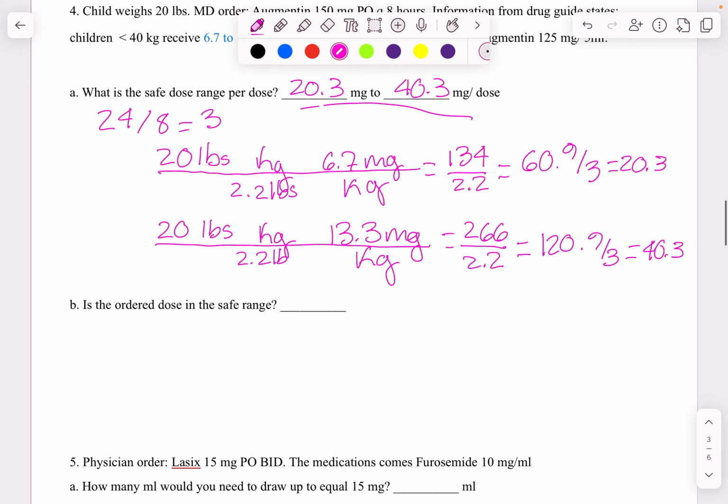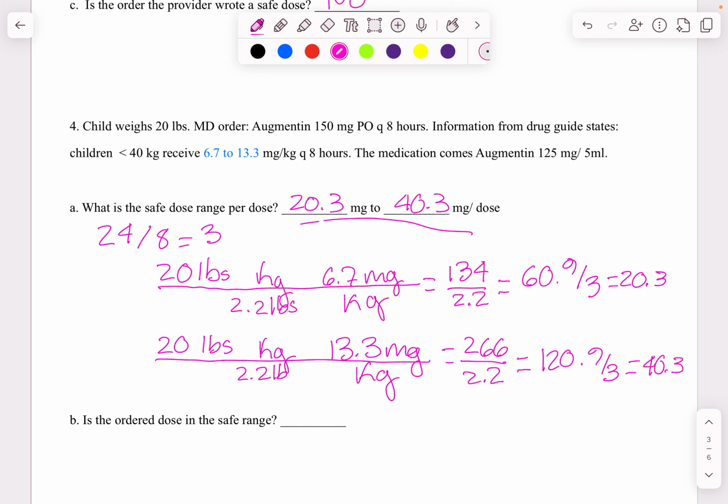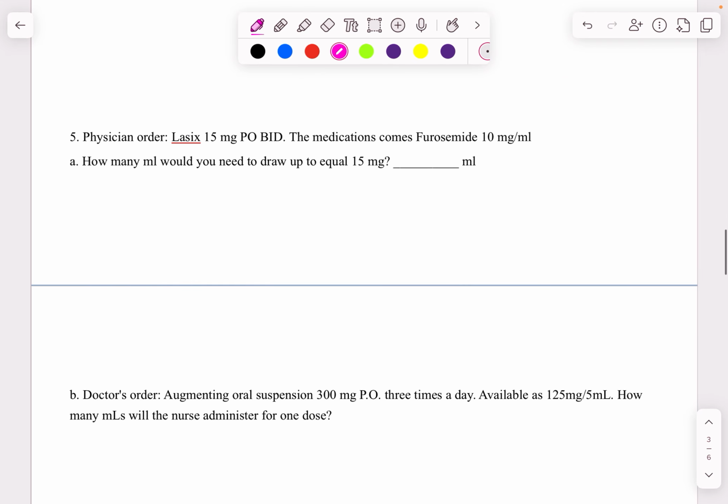Okay, so is this ordered dose in the safe range? So let's take a look here. All right, so if he's ordering 150 milligrams per dose, we already know that is way above the safe range here because this child can only receive up to 40.3 milligrams. So no, that's not safe. That's too much. Okay, moving on to question 5.